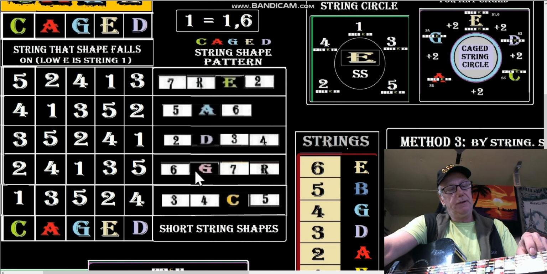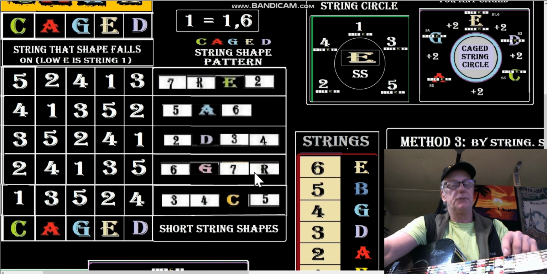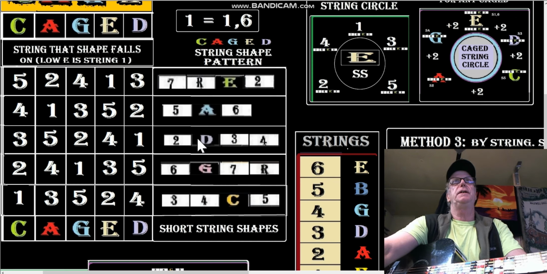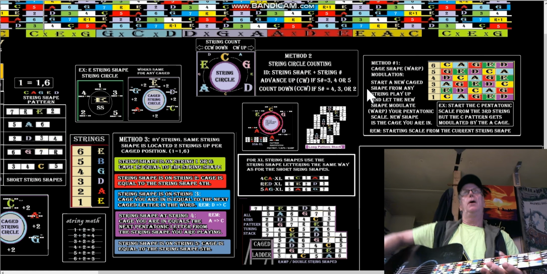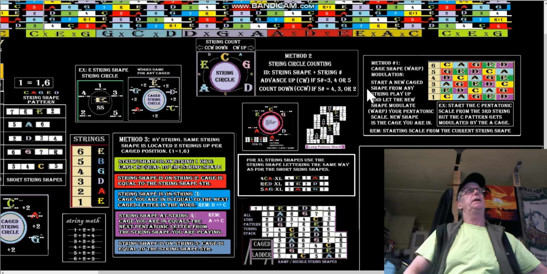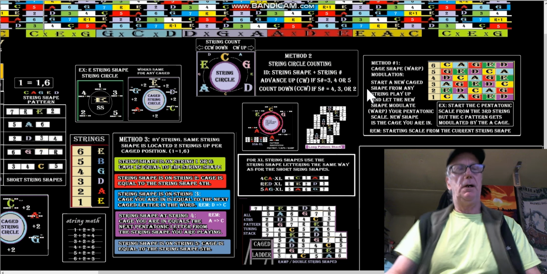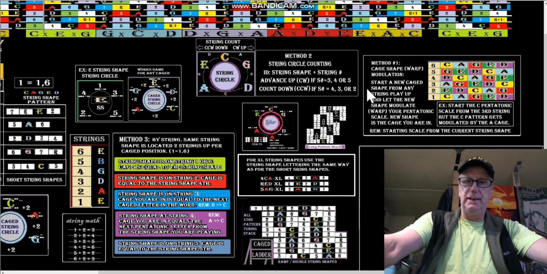So in the real deal G, the 6/7 root would be down here. That would be the G shape. That would be the G string shape. Okay, so that's what the string shapes are. And then D is 2, 3, 4, A is 5, 6, E is 7 root 2. Okay, so I want to move along quickly here today, because I'm running a little late.